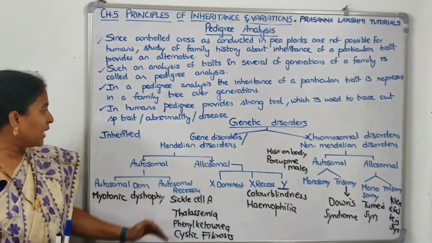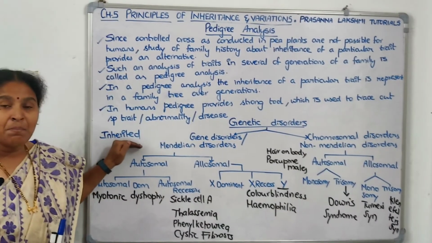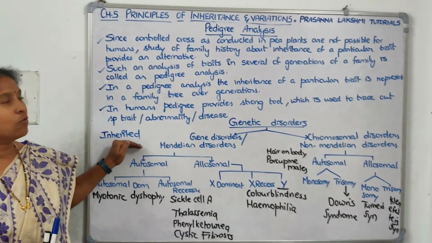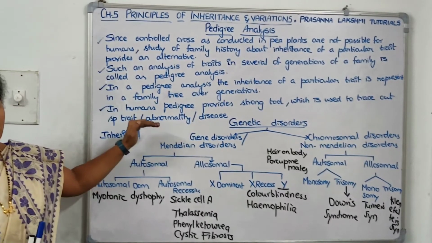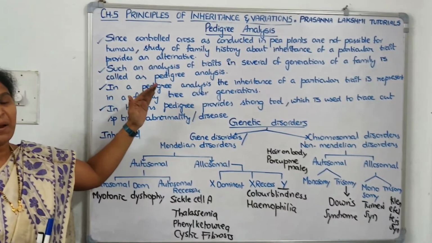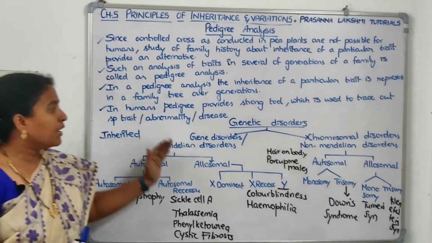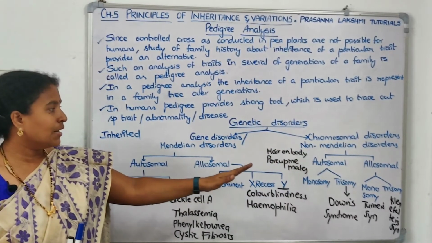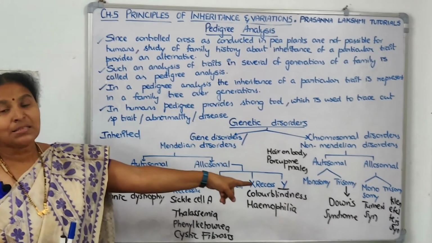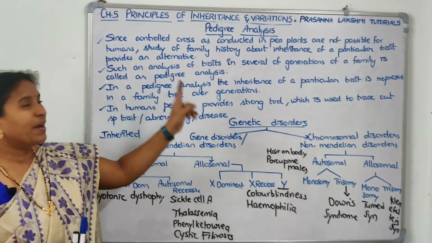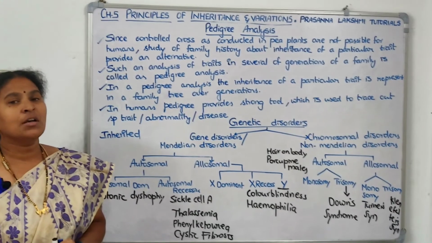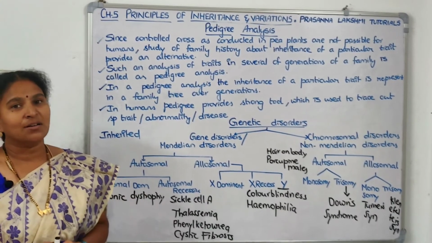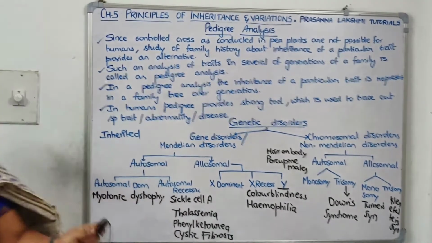Since Mendelian disorders are inherited, they can be traced with the help of pedigree charts, as they run in families. By drawing the pedigree we can check the probability. Whereas chromosomal disorders, since they are not inherited, cannot be traced through pedigree analysis. Take a screenshot, then we will see the disorders one by one in detail.